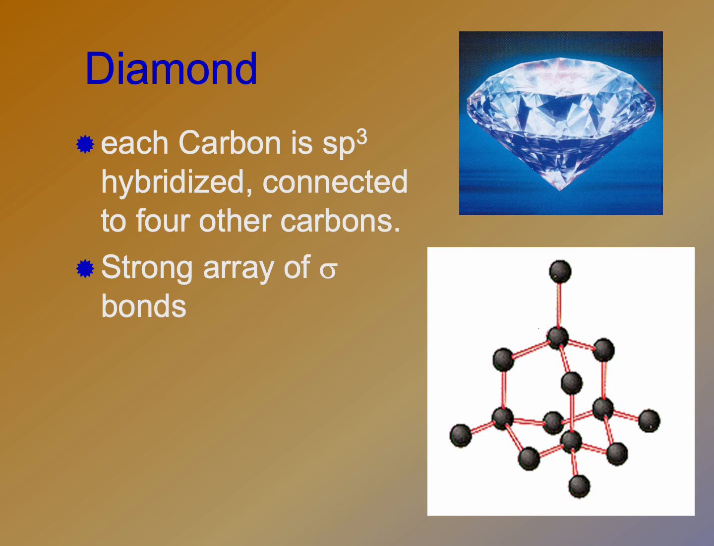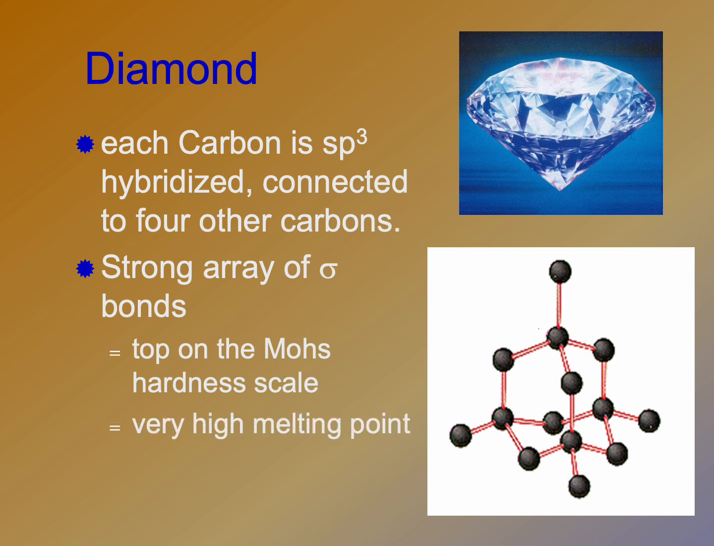Because of the number of bonds and how they all bond to one another, that's what makes diamonds so hard. They're at the top of the Mohs hardness scale. This we deal with more in earth science with rocks and minerals. Remember, hardness refers to the ability to scratch another object. Diamonds can scratch anything. And diamonds also have a very high melting point.